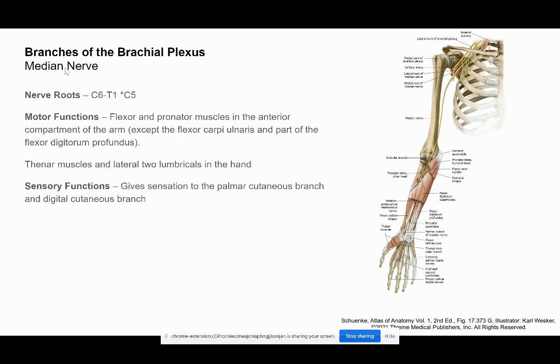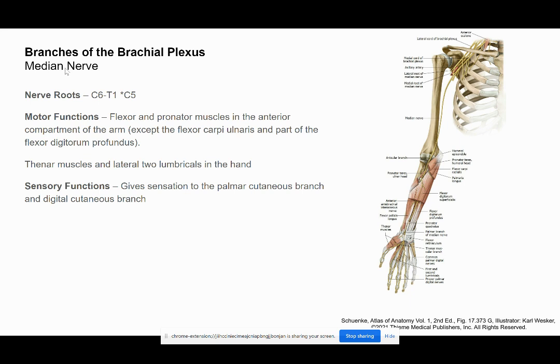Next, we're looking at the median nerve, and the median nerve stems from C6 to T1, but it also contains fibers from C5 in some individuals. It innervates the flexor and pronator muscles found in the anterior compartment of the forearm, except the flexor carpi ulnaris and part of the flexor digitorum profundus, which are instead innervated by the ulnar nerve.